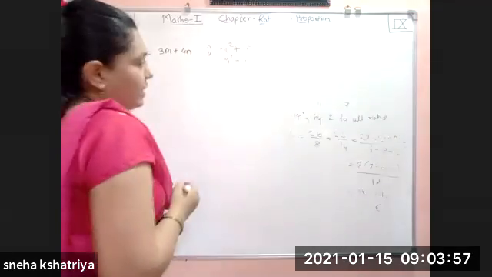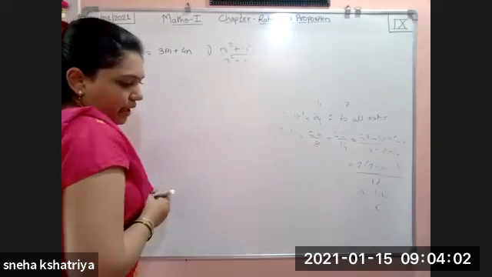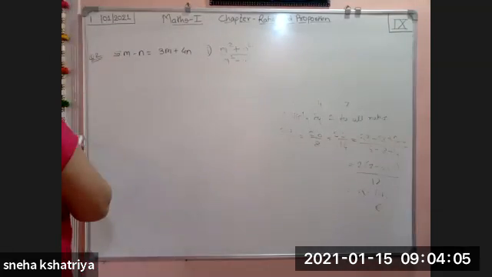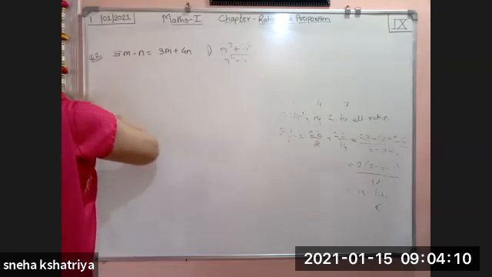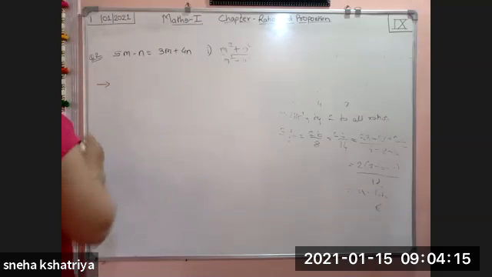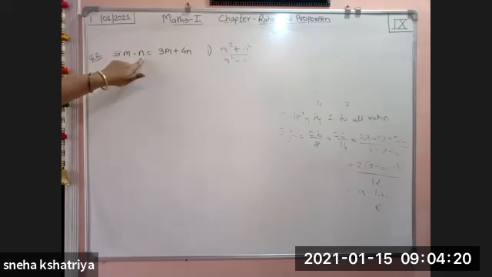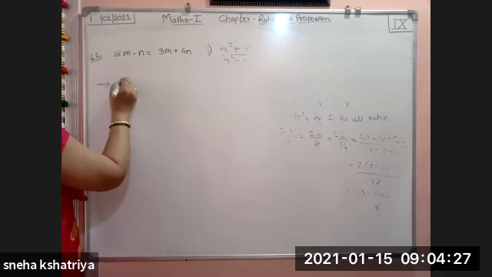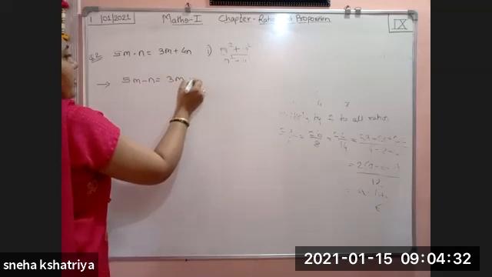m square plus n square divided by m square minus n square. Okay, this value you have to find out. Now, whatever is given to us, from that we have to find out the ratio of m to n. Okay, whatever we have been given, from that you have to find out the value of the ratio m to n. So how are we going to find it out? 5m minus n, which is equal to 3m plus 4n.